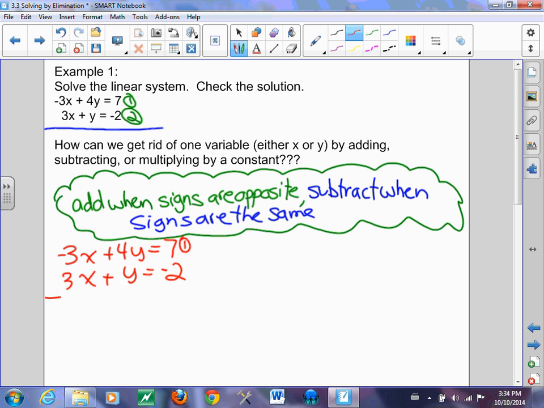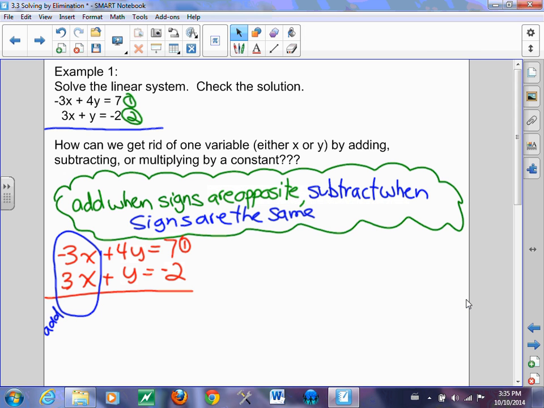We talked about getting the numbers, not the sign, in front of either x or y the same. I'm looking at my x's, so I'm going to circle them because those are what I'm going to focus on to eliminate. Notice one is positive and one is negative. In order to get rid of these, we're going to add. I want you to actually write the word add down, not just a plus sign. Whatever I do to one term, I have to do the same to the other.